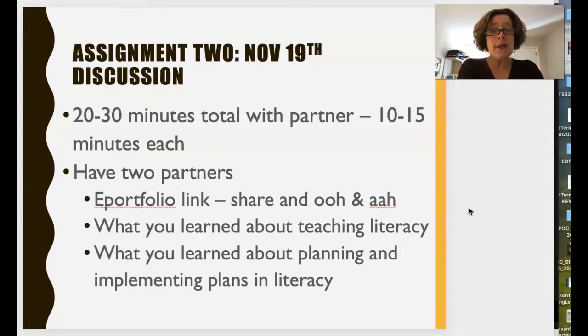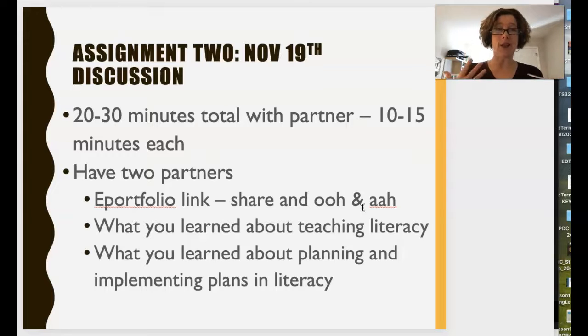In our collaborate time, you're going to have about 20 to 30 minutes total with a partner, so about 10 to 15 minutes each, because you're going to have two partners. I want you to be able to share your ePortfolio twice. You're going to share your ePortfolio link with your colleague, and then you're going to ooh and ah. You're going to go, oh, that's a cool idea. I like that.